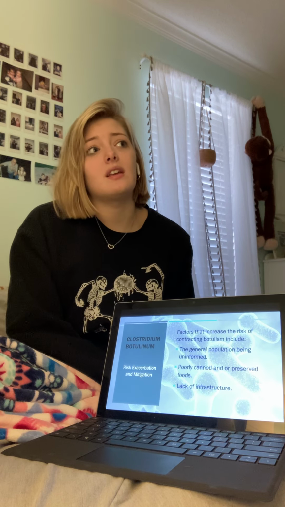Poorly canned and preserved foods, as I've already said, are extremely common. For homemade canning, it's difficult. I would can with my mom in the summer when I was younger, and it's a stressful process, and it can be dangerous. So it's not always easy for that to be completely safe and completely free of the spores.